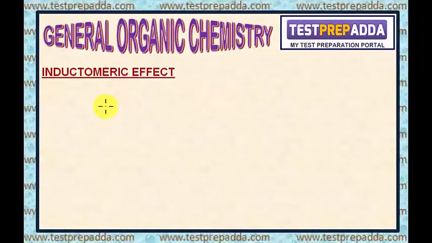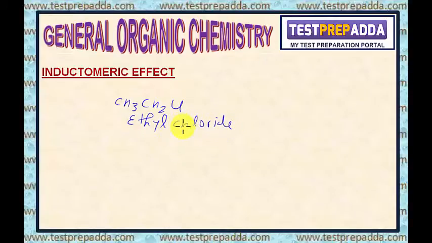Dear students, in this session, first I will tell you about inductomeric effect, and then I will discuss a very special effect, mesomeric effect. First, inductomeric effect. If I take CH3, CH2Cl, this is ethyl chloride. This is ethyl chloride.